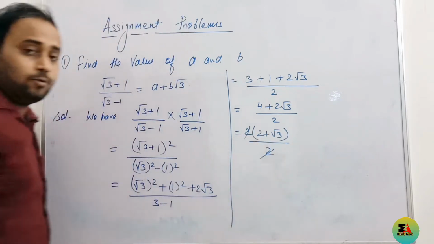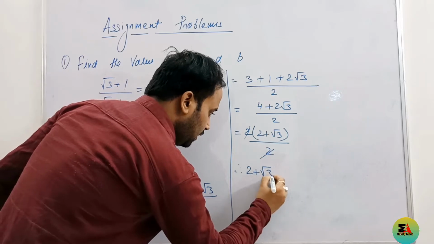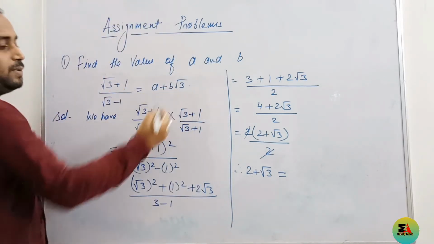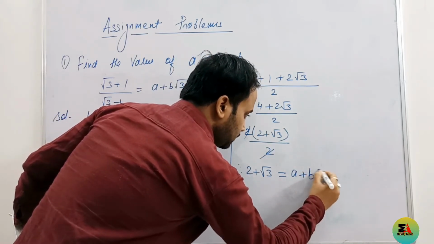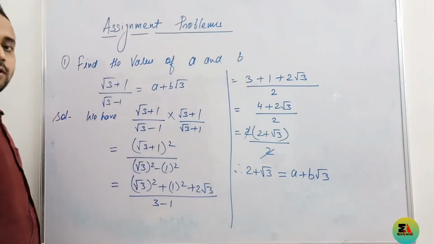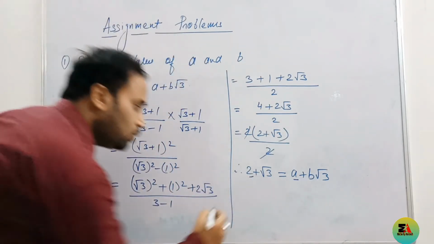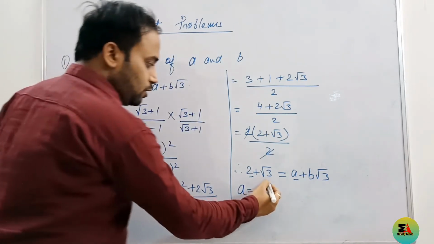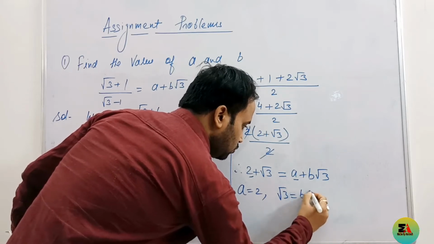This will be cancelled out. Therefore 2 plus root 3 is equal to, this is equal to what? a plus b root 3. Equated with a plus b root 3. Now equate both terms. The value of a is equal to 2 right here. The value of a equals 2. Now root 3 is equal to b root 3 right here.